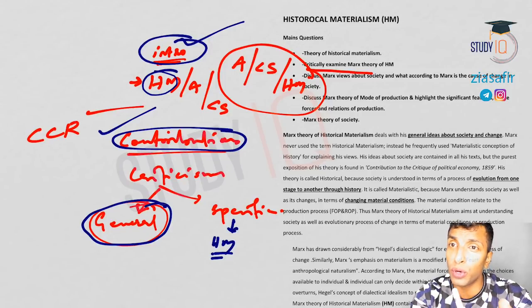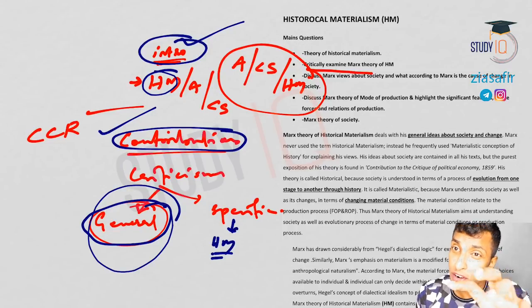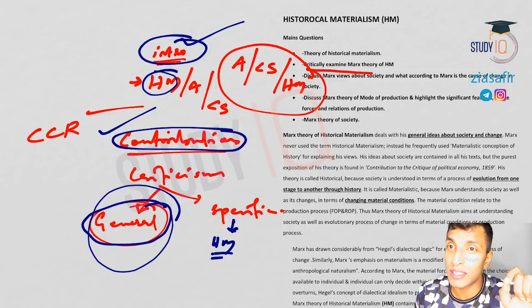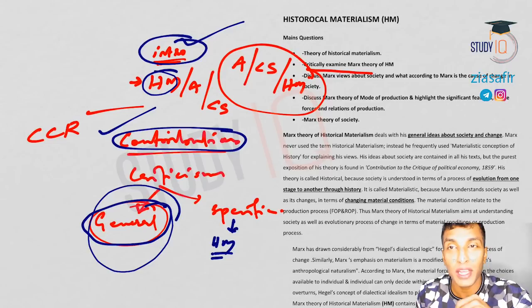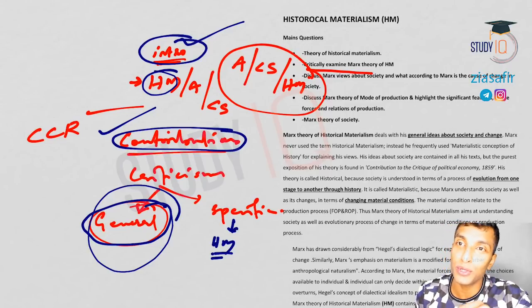Hardly you need 2 or 3 criticisms from each theory, because in general you are writing around 4 or 5 criticisms. Even if you don't know specific criticism, those general criticisms will do here, because those general criticisms are applicable in this theory also. Historical materialism, it is applicable. Class struggle also it is applicable. Alienation also it is applicable.